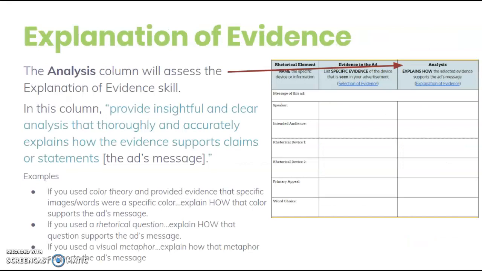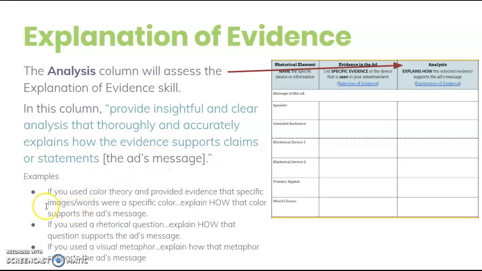For explanation of evidence, again, I added that cognitive skill onto your chart, so you should already be having that in mind. In this analysis column is where you're going to explain how the use of this device and this evidence is helping to communicate your message? To get a 6 on the rubric, you'll provide insightful and clear analysis that thoroughly and accurately explains how the evidence supports the claims or statements, in this case, the ad's message.